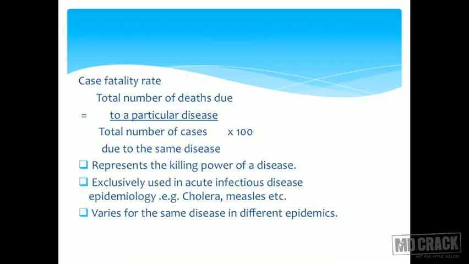Coming to the next rate, case fatality rate. Okay, dangerous rate. People die and we calculate how many of the people die, case fatality rate. Total number of deaths due to a particular disease divided by total number of cases multiplied by 100. This is one of the most important indicators you can have for the killing power of the disease. How dangerous is the disease?